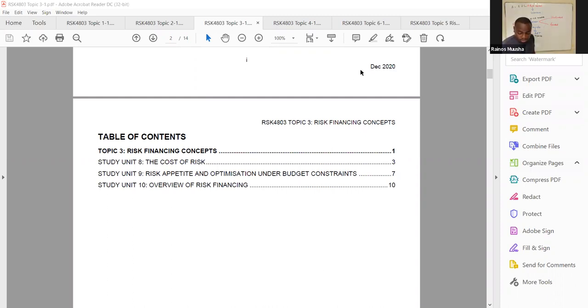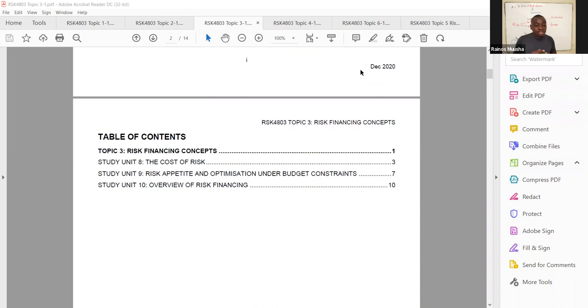So the reason why I'm giving you this overview is mainly because for risk financing, many students find it difficult to approach the exam, mainly because the lecturer asks questions differently at honors level. It's different from how they ask questions at undergrad level. At undergrad level, you have fewer case studies.